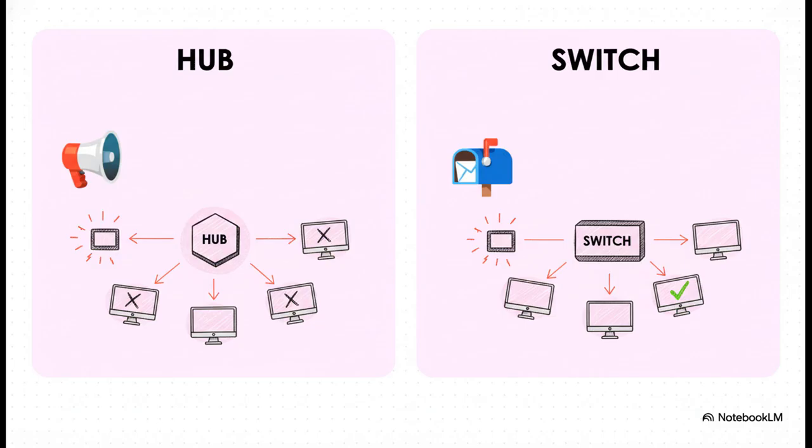It gets some data and just screams it out to every single device connected to it. A switch, on the other hand, is way smarter. It's like a postal worker who reads the specific address on a letter and delivers it only to the right mailbox. It makes everything way faster and more efficient.